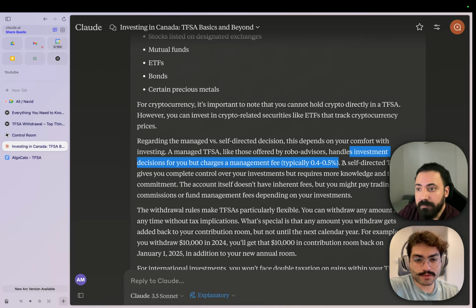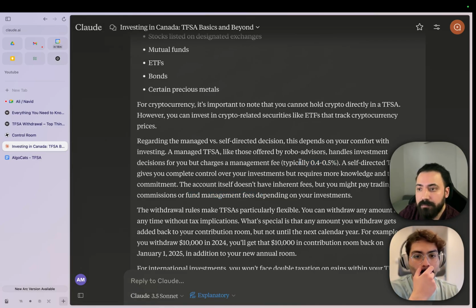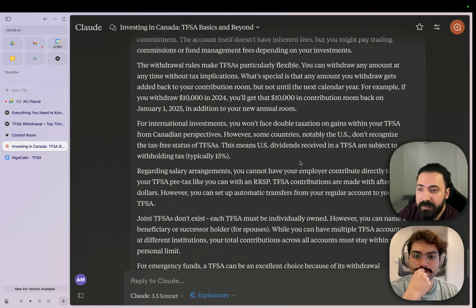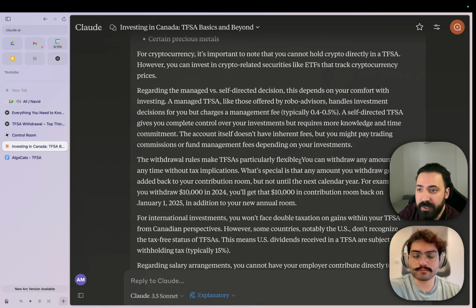Okay. So on the other side, there's a self-directed TFSA. You do the investing, you go read the stocks and you invest. And the account itself doesn't have any fees, but you might pay trading commissions or fund management fees like this 0.5%. That's true. Another term for self-directed is self-managed. That means you need to manage your account yourself. You need to choose what kind of stock or ETF or whatever you want to buy, and when you want to buy, and when you want to sell it. All these trading decisions are up to you, unlike the managed investment. Right.